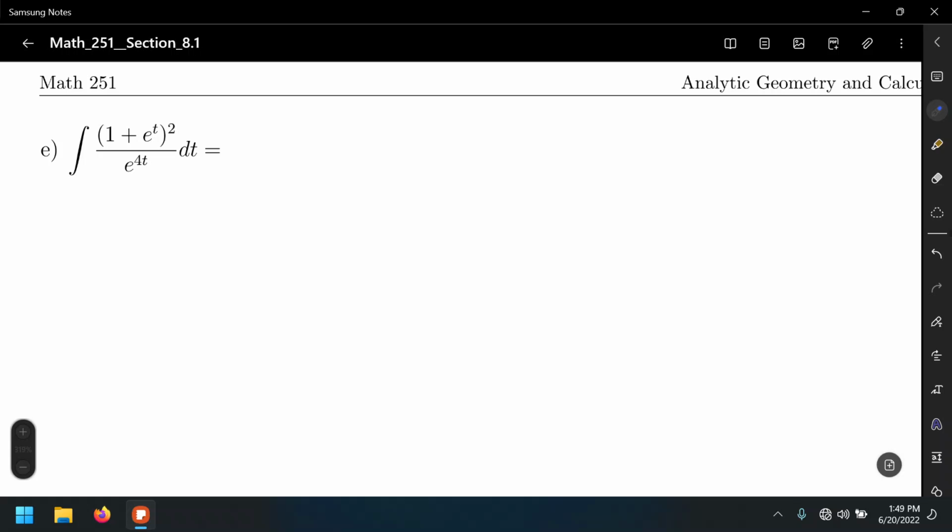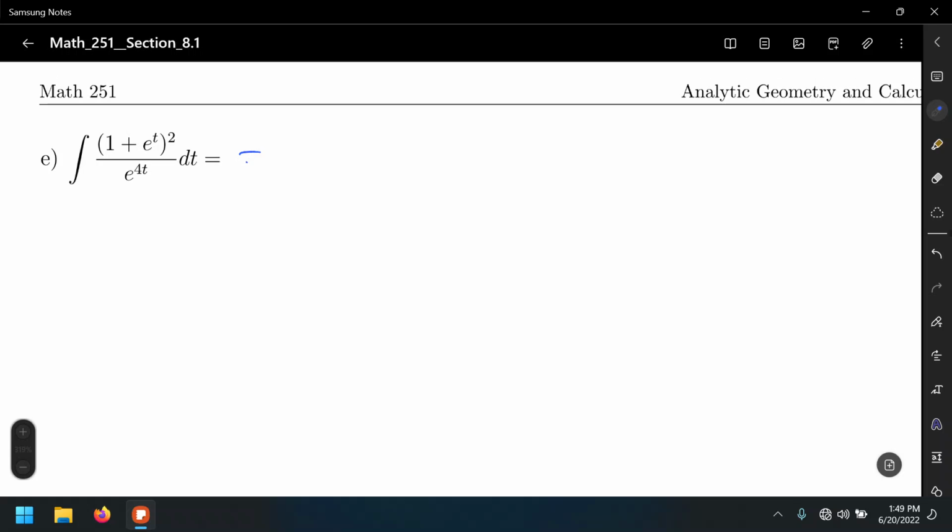Distribute, expand the binomial. And of course, there's a couple of ways to expand the binomial. Number one, if you're used to writing it as a product of the two and FOIL it, that's fine. However, that could be time consuming. You can just use the binomial square formula. So in this case, that's the integral of 1 squared plus 2 times 1 times e to the t plus e to the t quantity squared, the whole thing divided by e to the 4t dt.